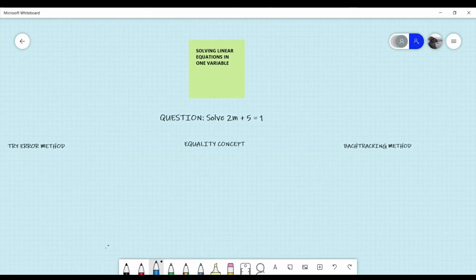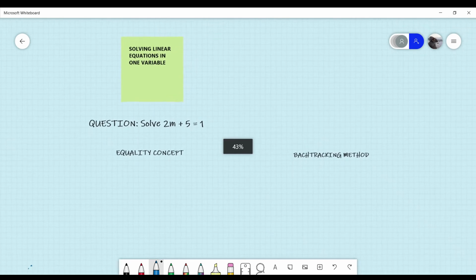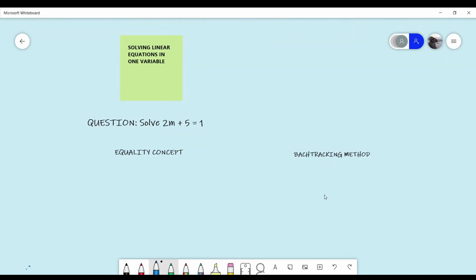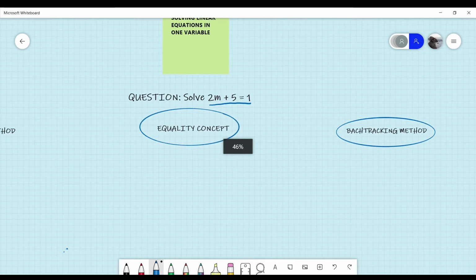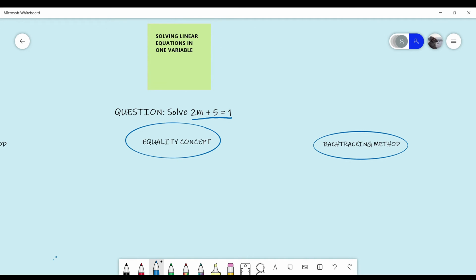Okay, but I will just focus on these two methods, equality concept and backtracking method, to solve the equation 2m plus 5 is equal to 1. So we have equality concept and backtracking method. Okay, so for using equality concept, we want to remove everything other than the variable. So we want m by itself.